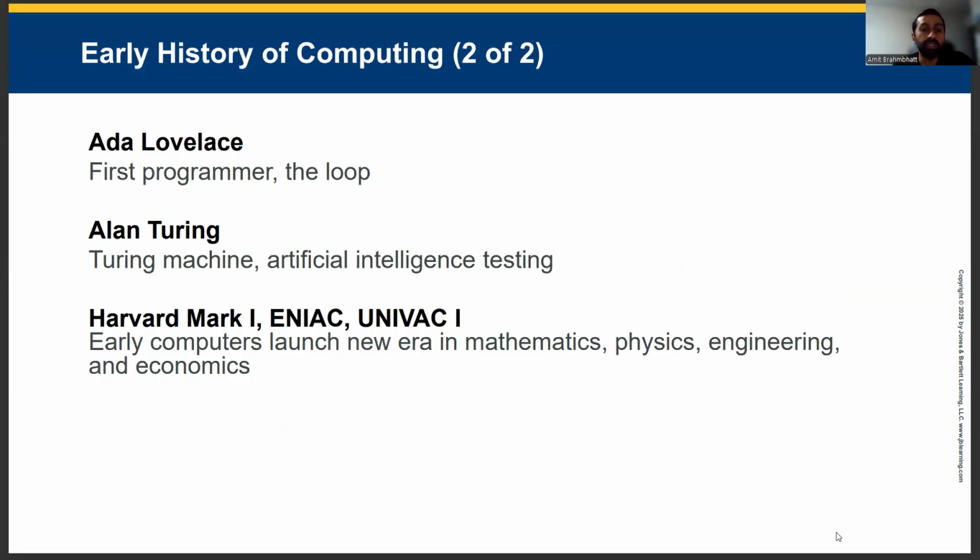Ada Lovelace was the first programmer. She described algorithms for Babbage's engine and introduced the concept of loops. Alan Turing formalized computation with the Turing machine and pioneered ideas in AI. Then came large electromechanical and electronic machines such as Howard Mark I, ENIAC, and UNIVAC 1. Huge systems that transformed mathematics, physics, engineering, and economics. The pattern you'll see again and again: new hardware capabilities enable new software paradigms, which in turn expand what problems we can practically solve.